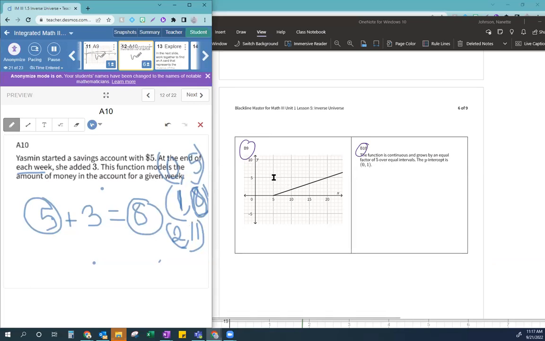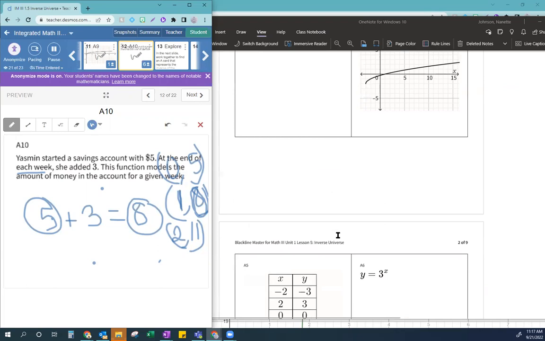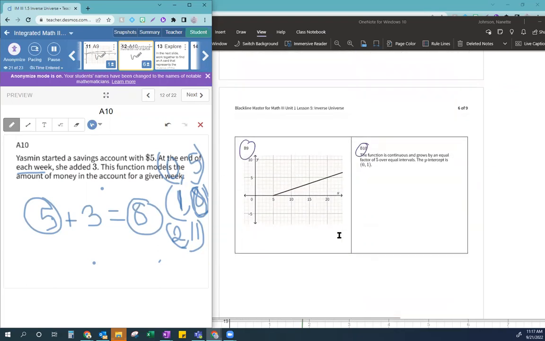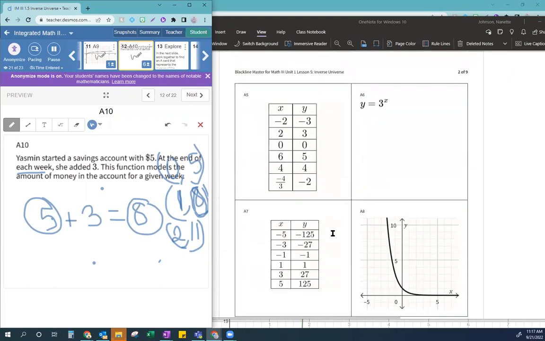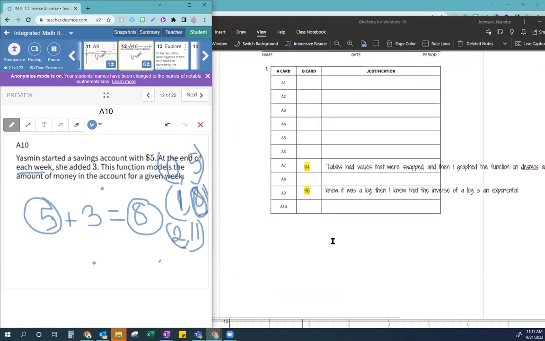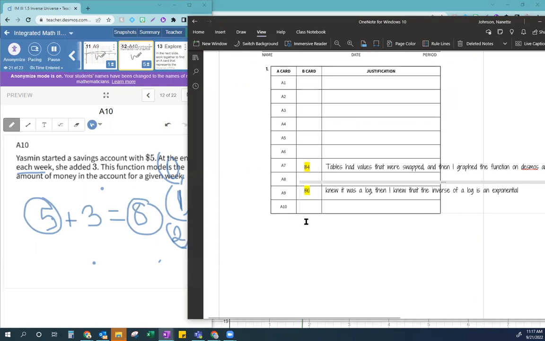So then I am going to match B9 with whatever card that was. Shoot, A10. B9. What did I just say? B9. Okay, Miss Johnson. B9, A10. Someone say bingo. Uh-oh. B9, A10. Is that what I said? I think I said that.